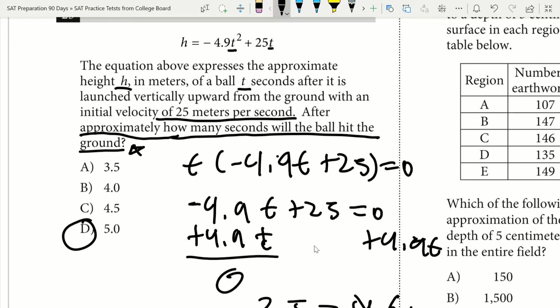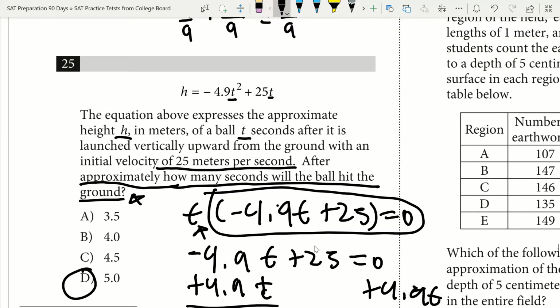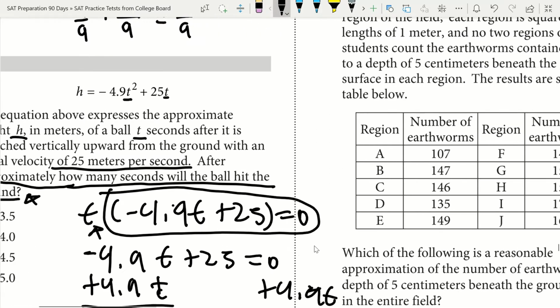And then the next thing was just factoring out that t. So we factored out the t, and then we set this part here equal to that 0. All right, so that takes us through 25. Now we can go ahead and switch over to question 26.